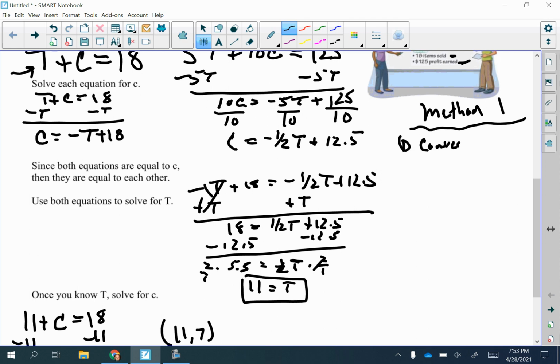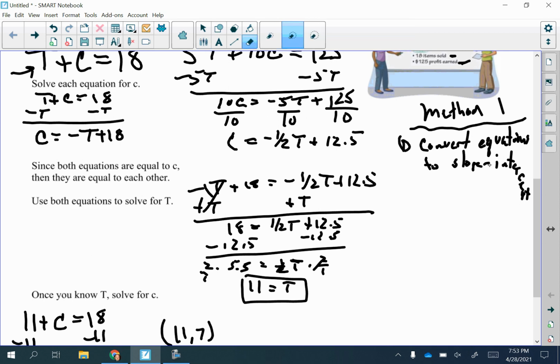We are going to convert equations to slope intercept. Sorry guys and gals, it's hard to write. I'm on my tablet at home here, so let's try this again. Slope intercept form.